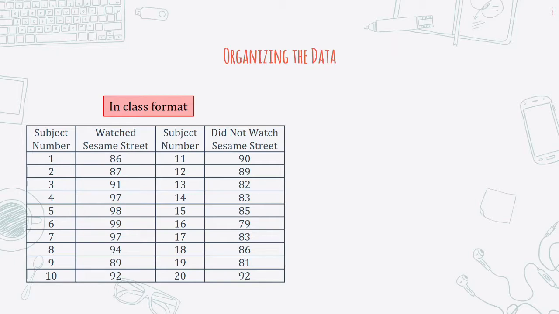You could have subject 1 in the first condition and subject 2 in the second and 3 in the first and 4 and 5 in the second. But for the purposes of our example, we're just going to have the first 10 in the watch Sesame Street condition and the other 10 in the did not watch Sesame Street condition. But again, what we're seeing here is that if we put this in PSPP, we get 4 variables: 2 subject number variables and 2 variables that are actually just levels of the variables.